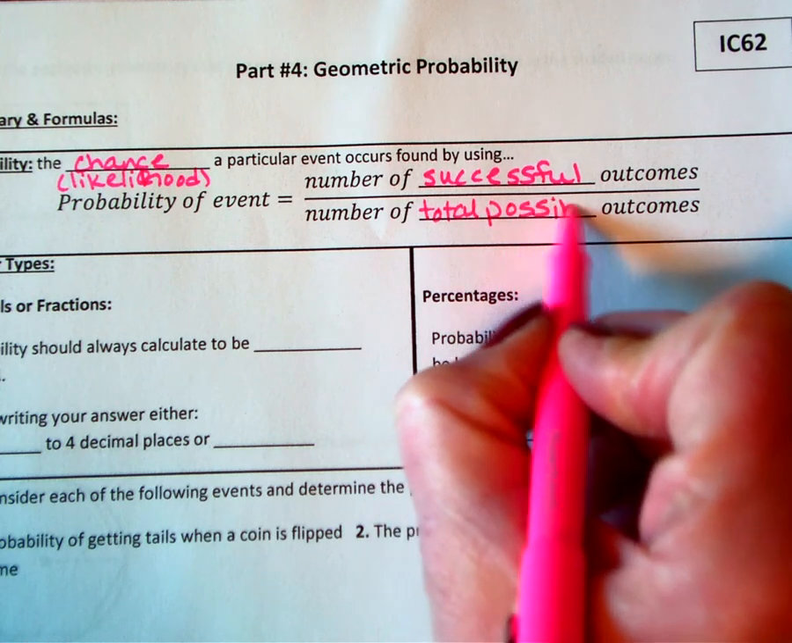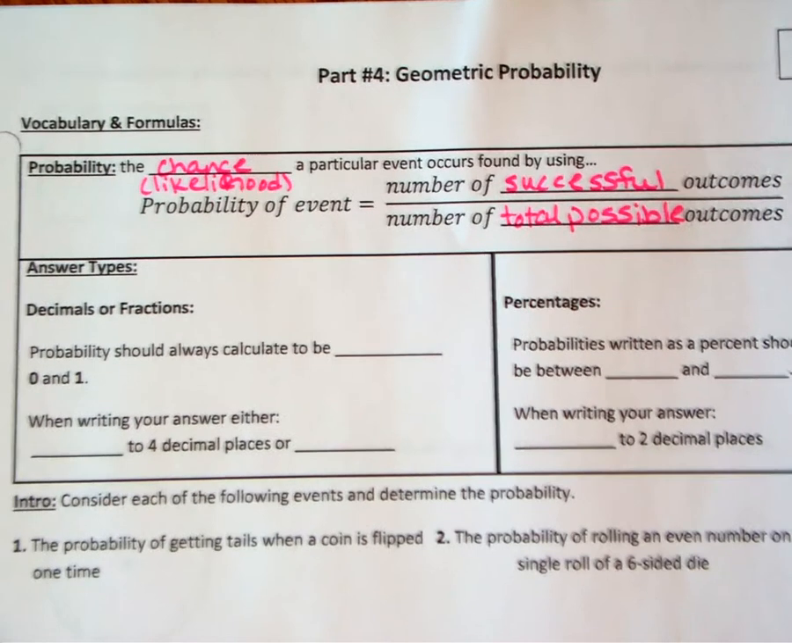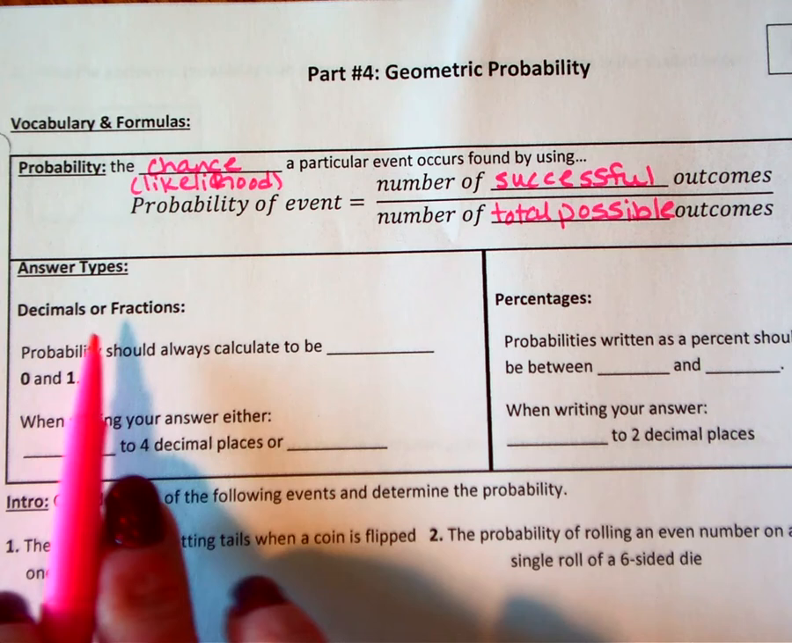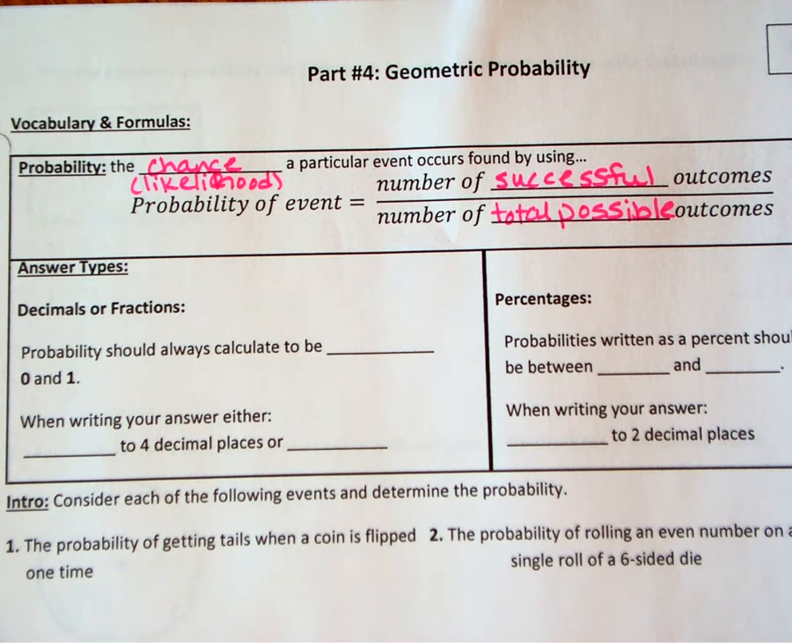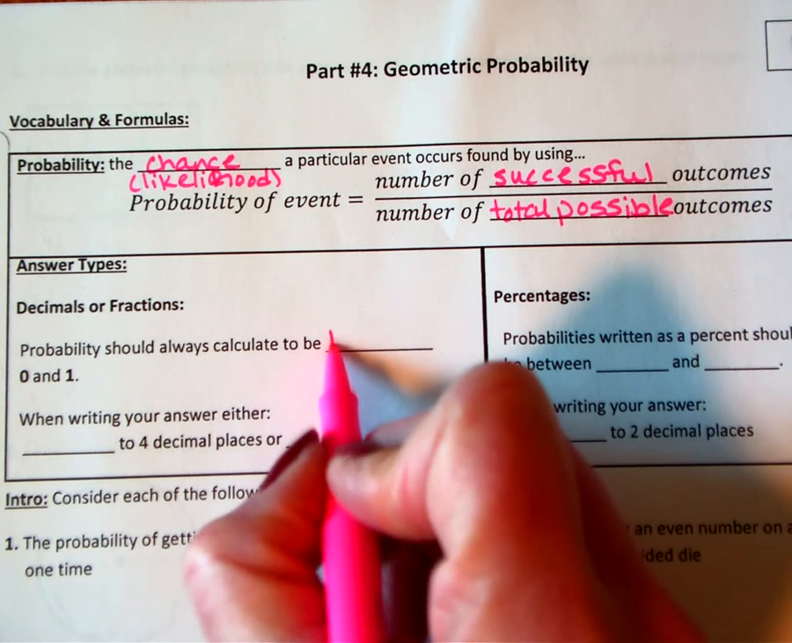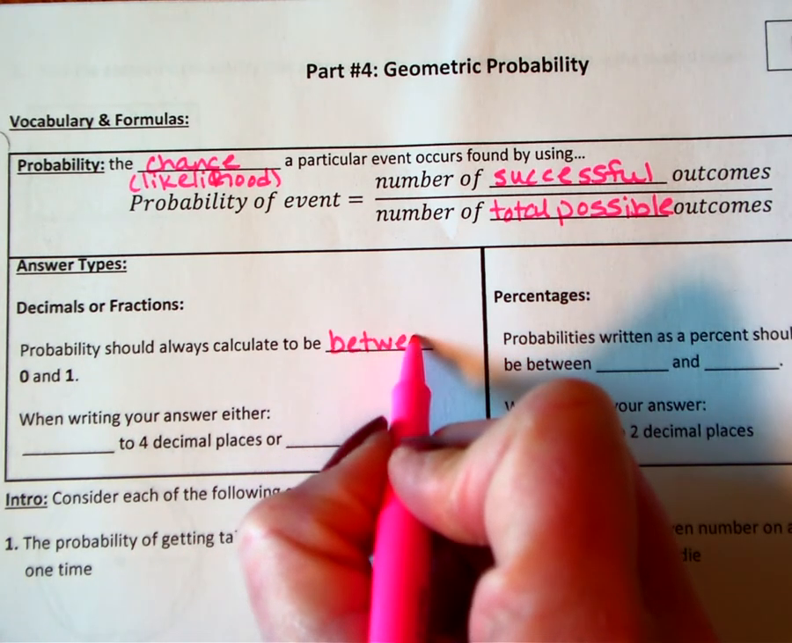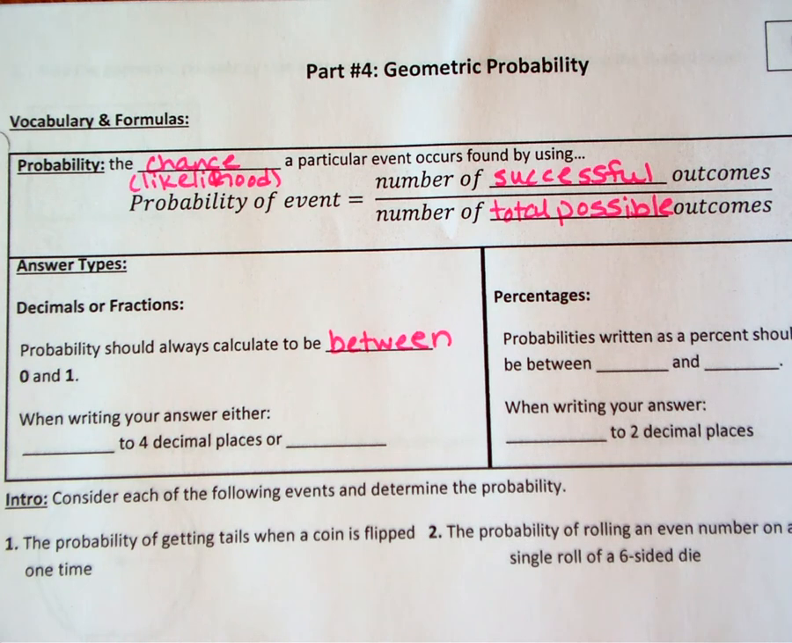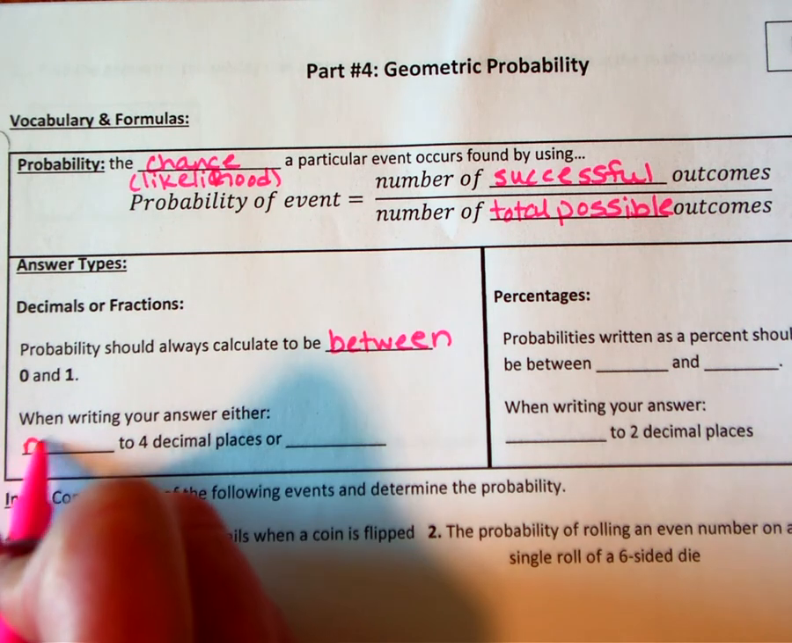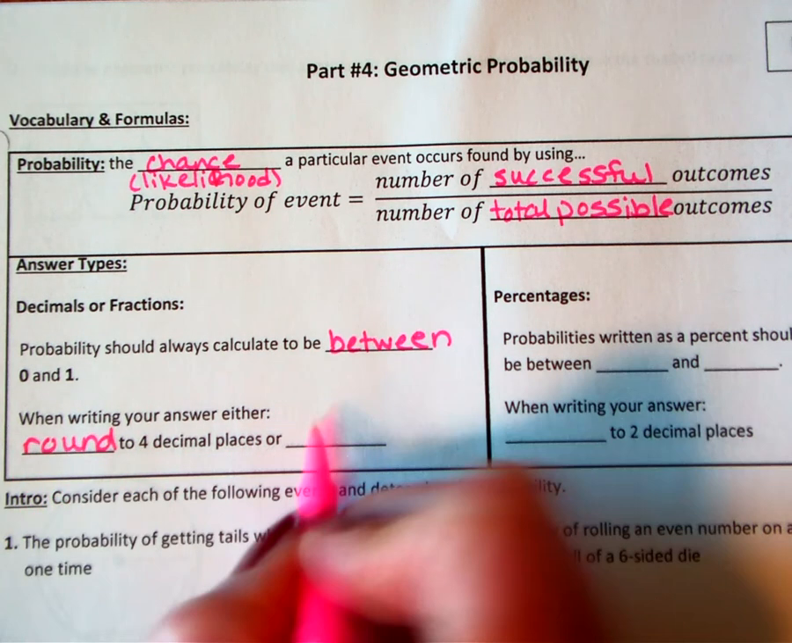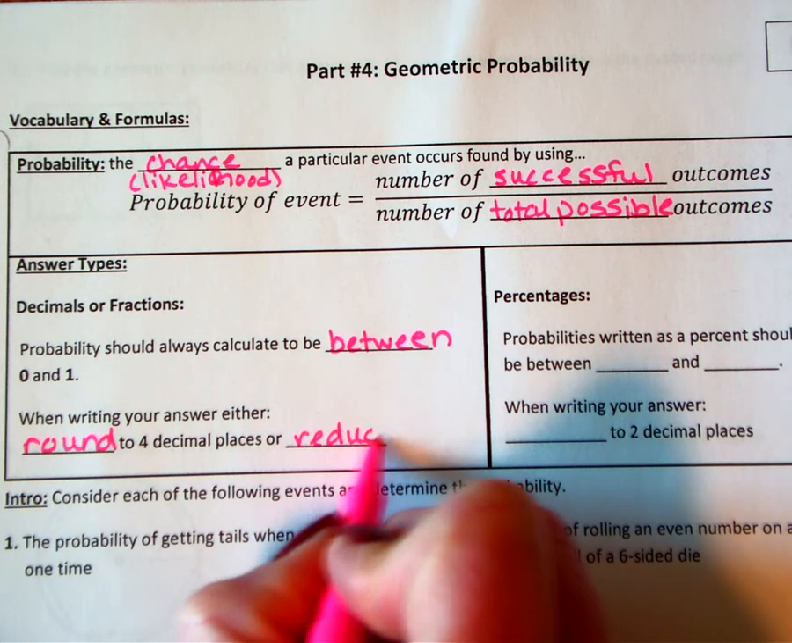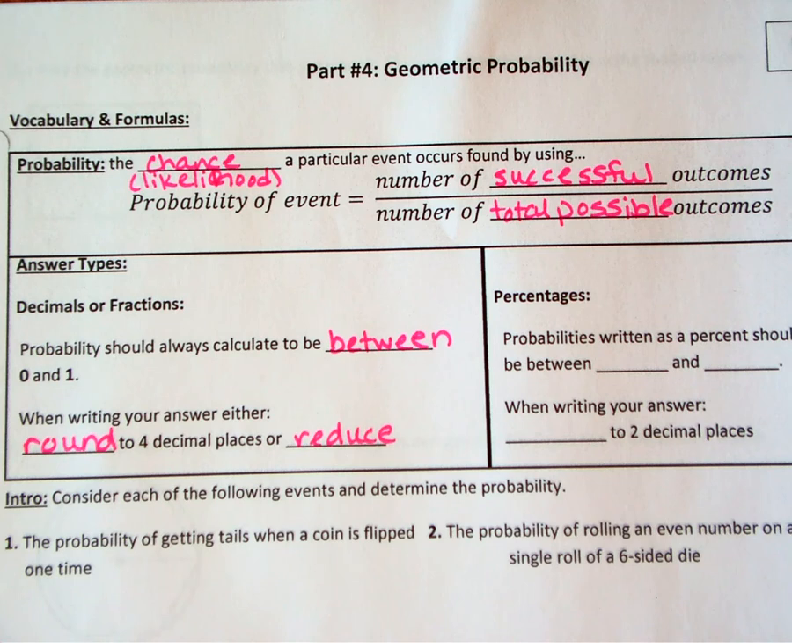So you can write it as a fraction or you can write it as a percent or a decimal. Here we talk about the decimals or fractions. Probability should always calculate to be between 0 and 1 as a decimal or a fraction. When writing your answer, either round to 4 decimal places or reduce. Okay, 4 decimal places or reduce.